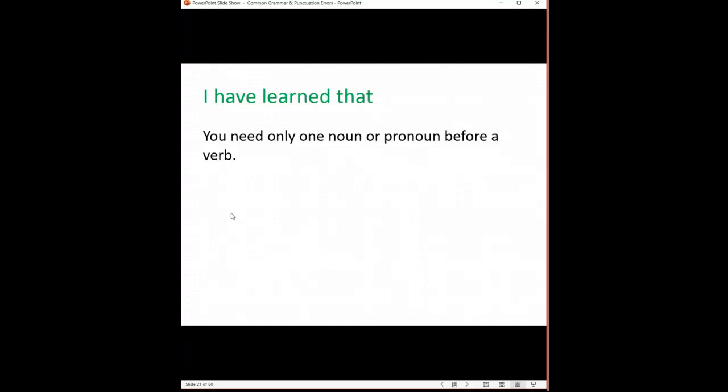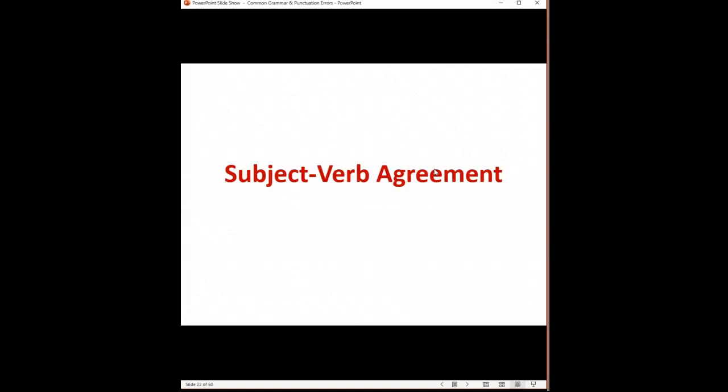So we have learned that you need only one noun or one pronoun to work as a subject for the sentence or before the verb. Okay, let's move to subject verb agreement. What do I mean by subject verb agreement? Any idea? The subject should agree with the verb.